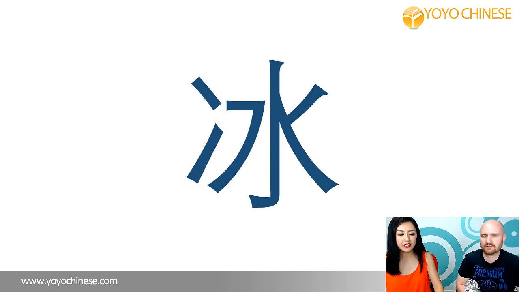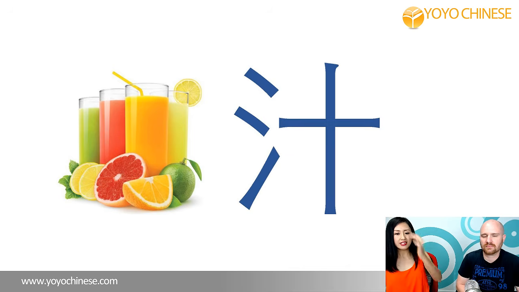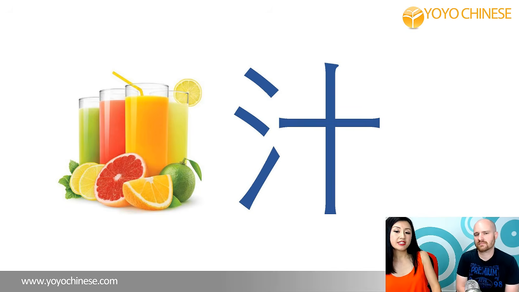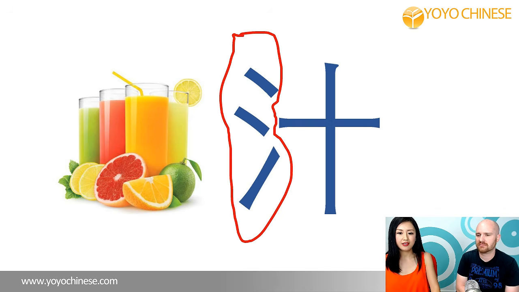So let's see this used in a real situation. Okay, so cold. All right, let's see this one. This means juice, and this is pronounced 汁. It's a nice and simple character too, right? We're familiar with this radical, water, liquid, 3 dots, and then a cross.